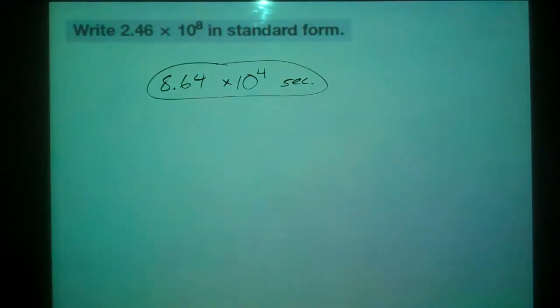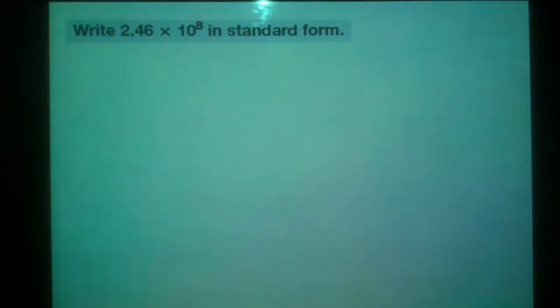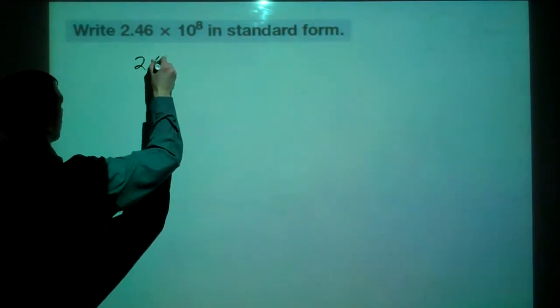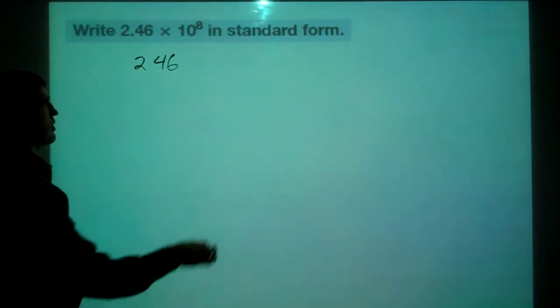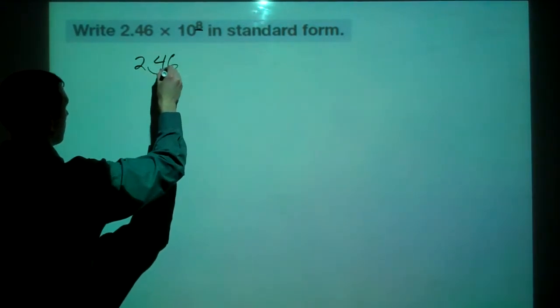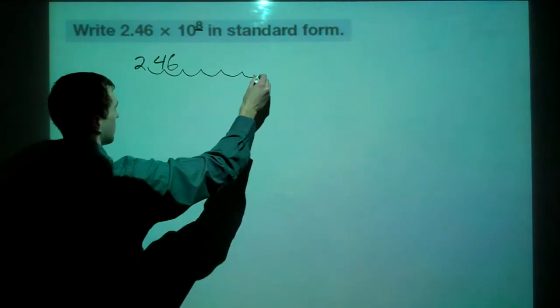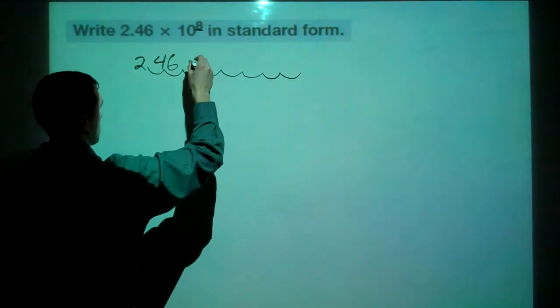Okay, I'm going to erase that. Now, 2.46 in standard form. Now standard form just means a regular number, as we saw in the last example. So, 2.46 times 10 to the 8th, that means we're going to move it 8 spots to the right. So, 1, 2, 3, 4, 5, 6, 7, 8. And all these get filled with zeros.